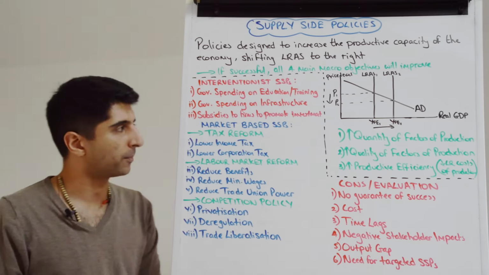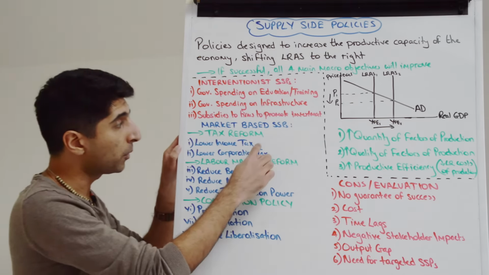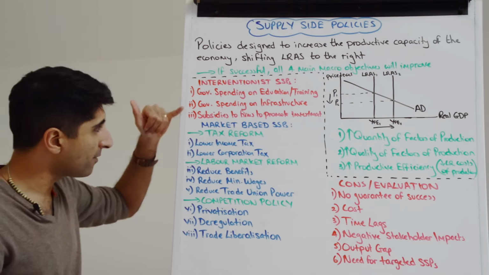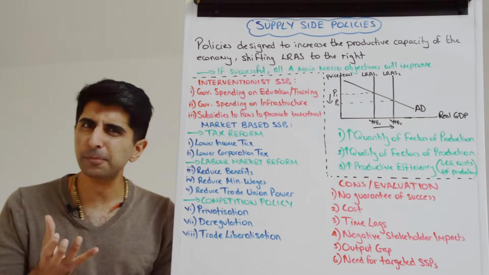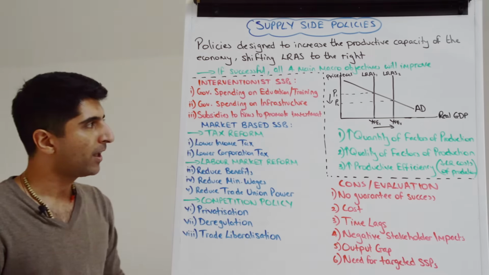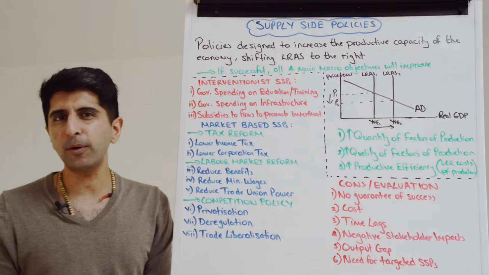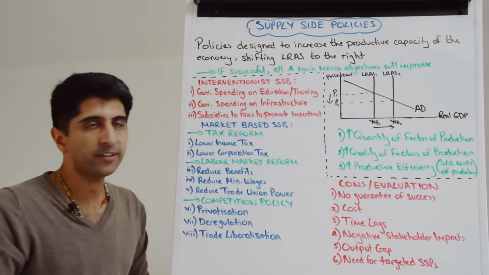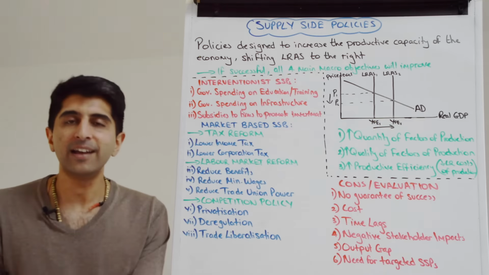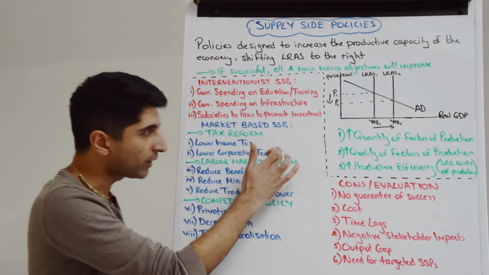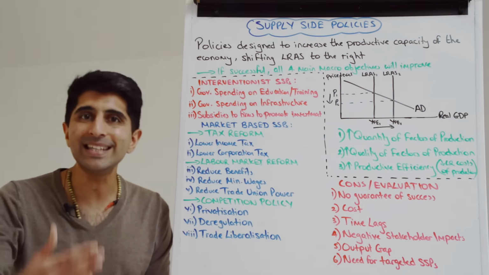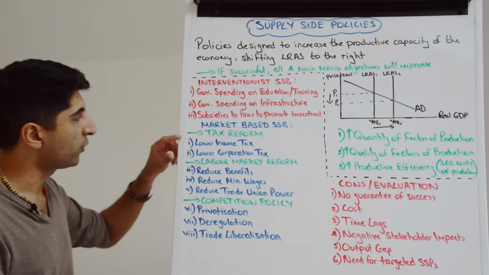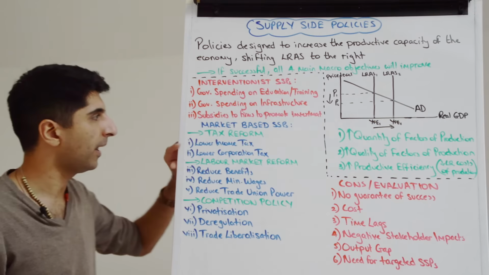Let's look at tax reforms as market-based supply side policies. We have lower income tax and we can have a lower corporation tax. Now hang on, the first five policies we've looked at all look like expansionary fiscal policies, don't they? So how come we can call them supply side policies as well? Well, it's all about the intention. If we're talking about these policies in order to boost LRAS, then they become supply side policies. Whereas if we're talking about these policies in order to boost AD, then they become expansionary fiscal policies. That's how you don't get confused, okay? So here we're linking to LRAS, so they become supply side policies.